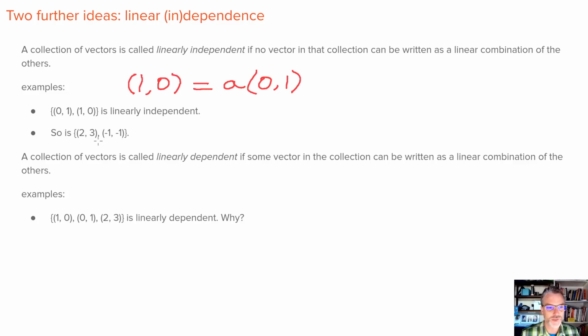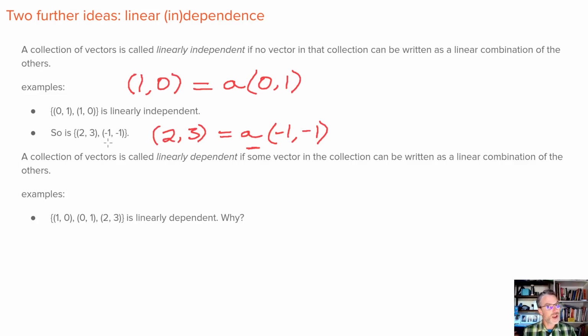And similar to this, you see, I try to write 2, 3 as a linear combination of -1, -1, and I can't do it. If I tried to find such a coefficient, such a constant, it would need to be -2 so that I could get this first component. But when I multiply the second one by -2, I would get 2, so the result would be 2, 2, not 2, 3. So I cannot find such a constant, so then that set is linearly independent.